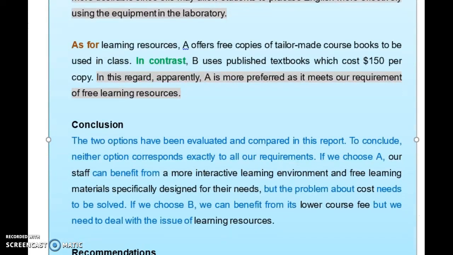Last paragraph of the findings section. As for learning resources, A offers, gives, provides 3 copies of a tailor-made coursebook. In contrast, B uses a published textbook, which costs $150 per copy. So in this regard, apparently A is more preferred as it meets our need, because the company wants to have free learning resources.